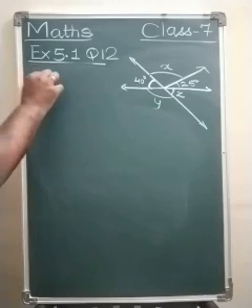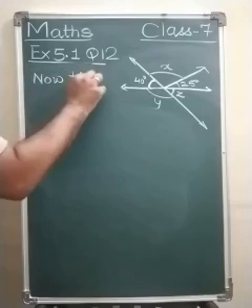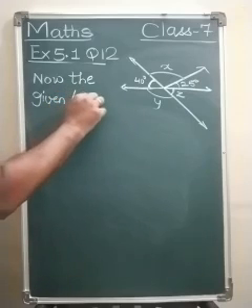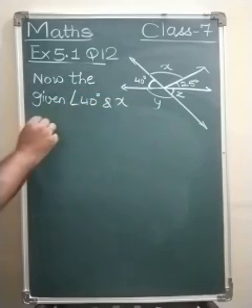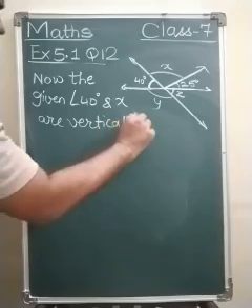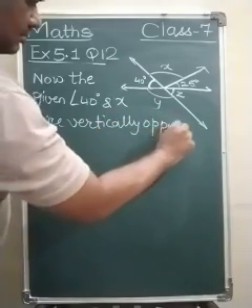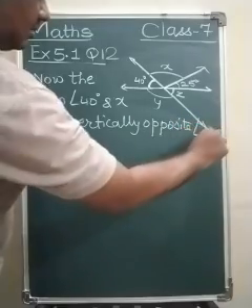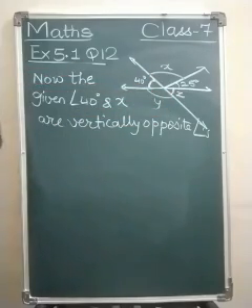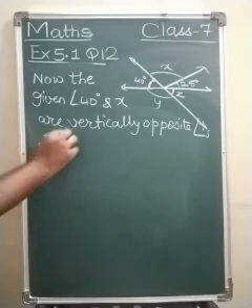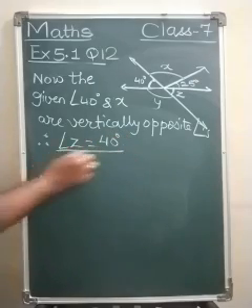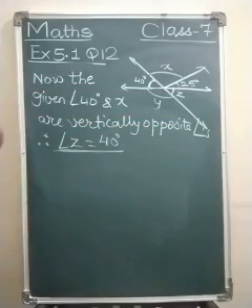Now, the given angle 40 degree and X are vertically opposite angles. Z and 40, they are vertically opposite angles. Therefore, angle Z equals 40 degree. So X is found, Z is found.